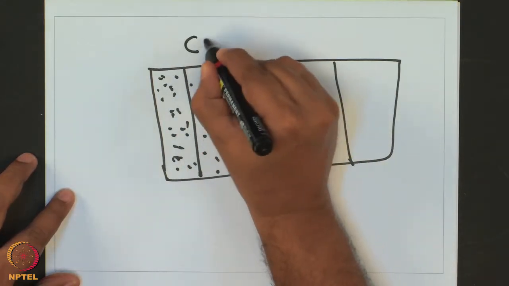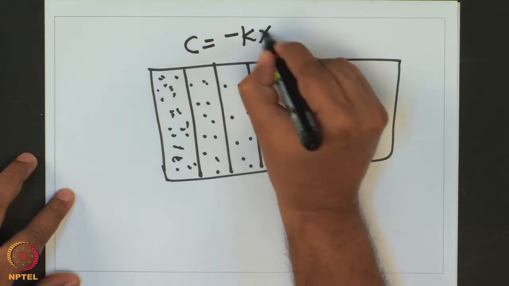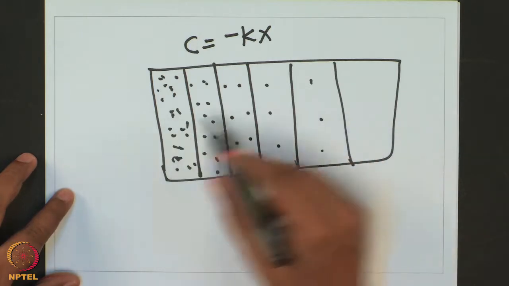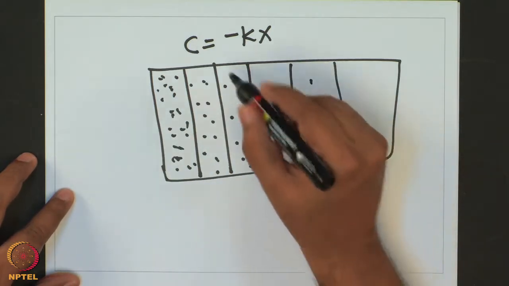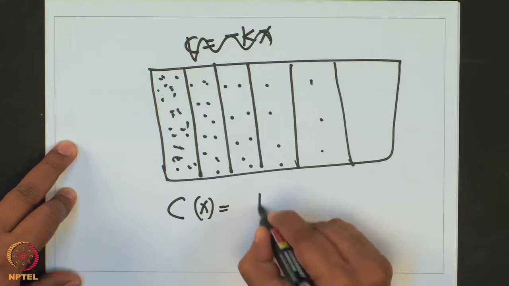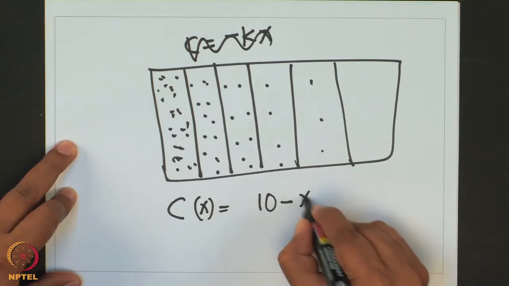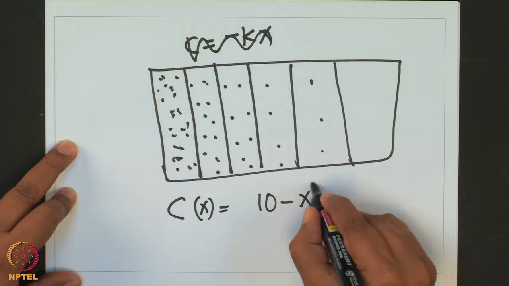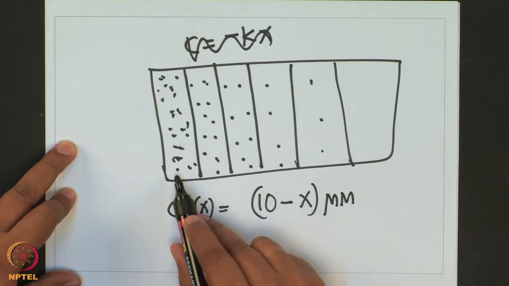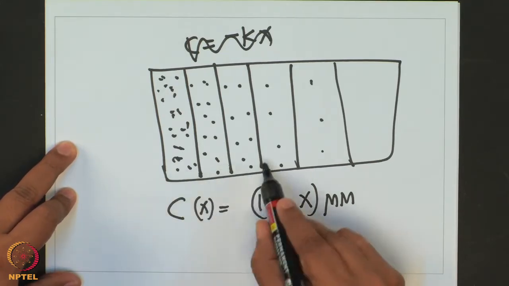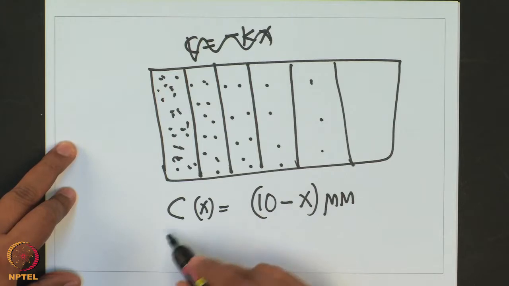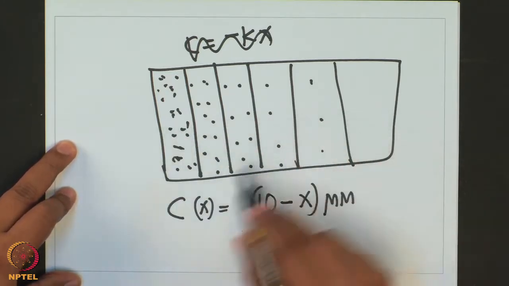So let us say the concentration here is minus kx. As x increases, the concentration decreases. Let me write an equation for concentration. C of x is equal to 10 minus x, in micromolar. So when x is equal to 0, it is 10 micromolar. When x is equal to 1, it is 9 micromolar. When x is equal to 2, it is 8 micromolar, and so on. So this is the formula for the concentration.